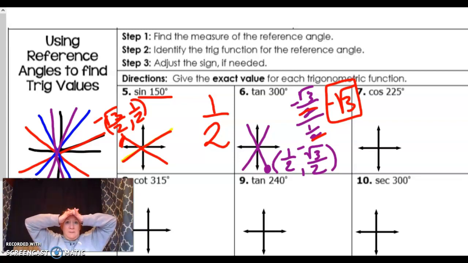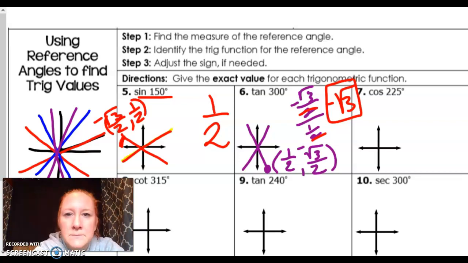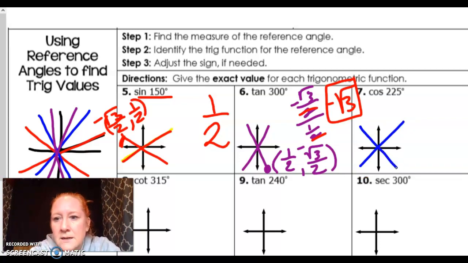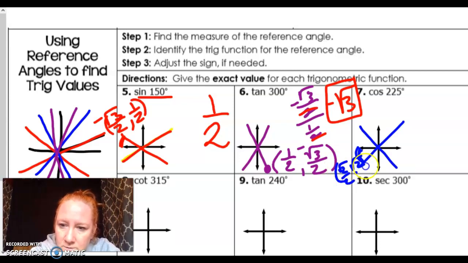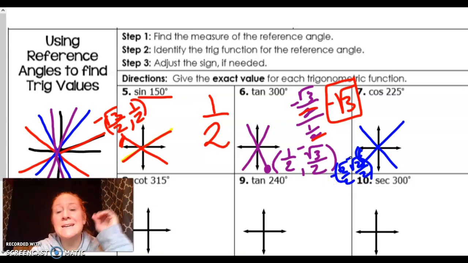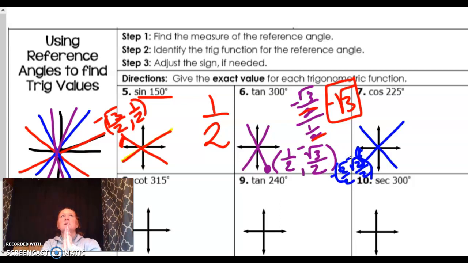All right, cosine 225. 225 is going to be a 45-degree angle, 45 off of 180, so it's this one. I love my 45-degree angles: square root of 2/2, square root of 2/2. Because it's down in the third quadrant, both of those are negative, right? Then it asks me the cosine. Cosine is my x value, so negative root 2/2.